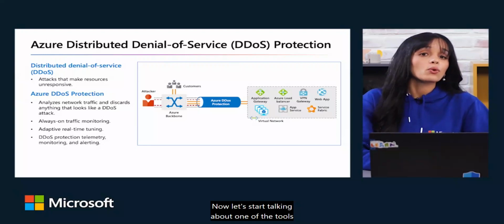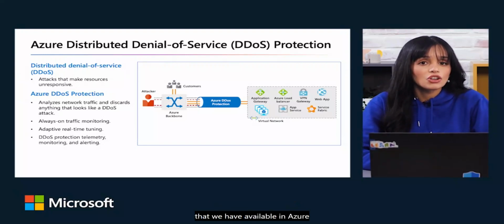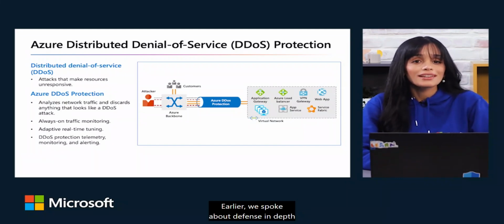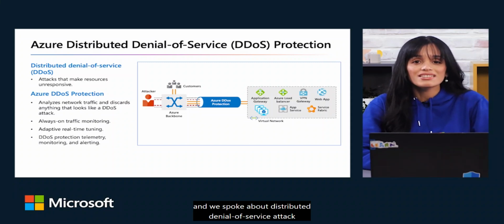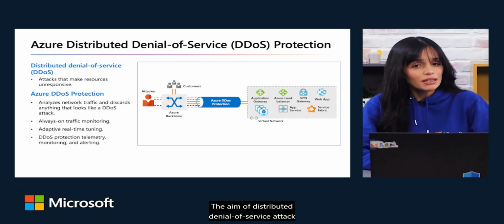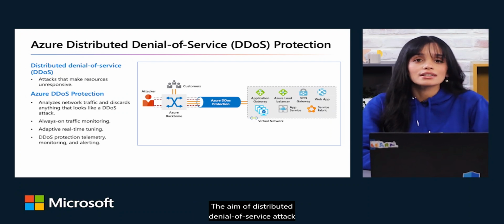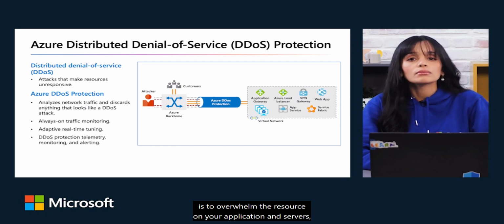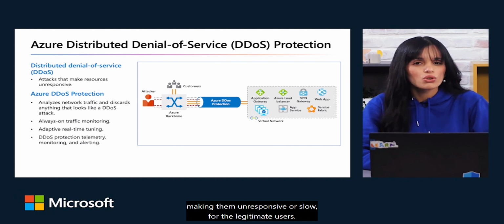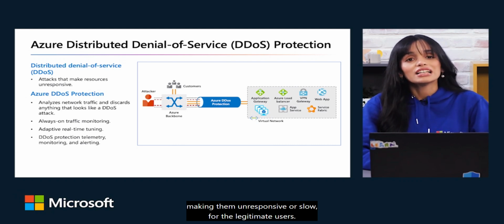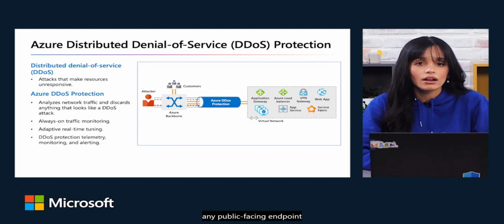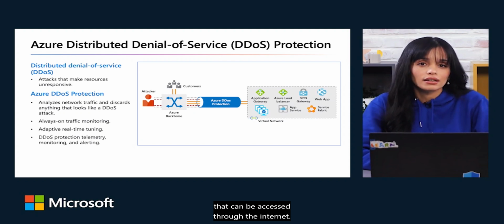Now let's start talking about one of the tools that we have available in Azure to protect your network environment. Earlier, we spoke about defense in depth, and we spoke about distributed denial of service attack and how to protect it. The aim of a distributed denial of service attack is to overwhelm the resources on your application and servers, making them unresponsive or slow for the legitimate users. A DDoS attack will usually target any public-facing endpoint that can be accessed through the internet.